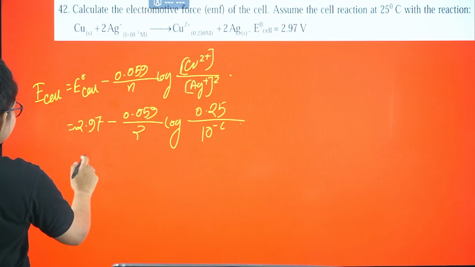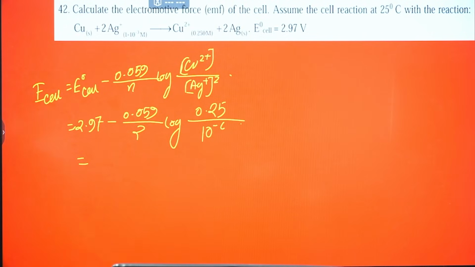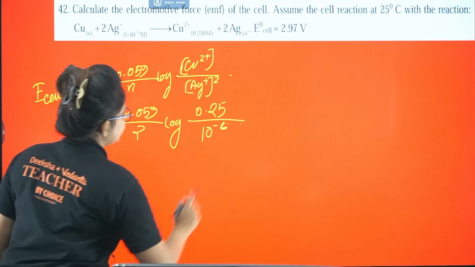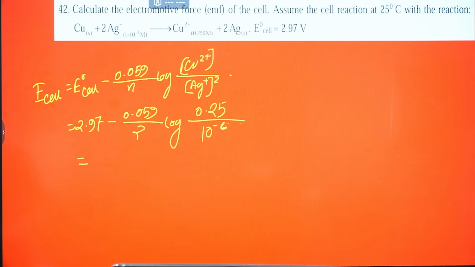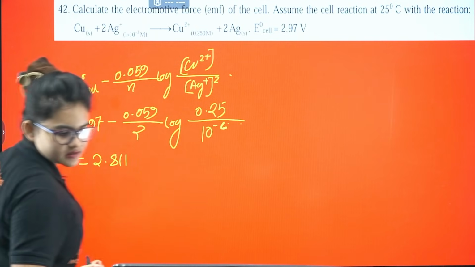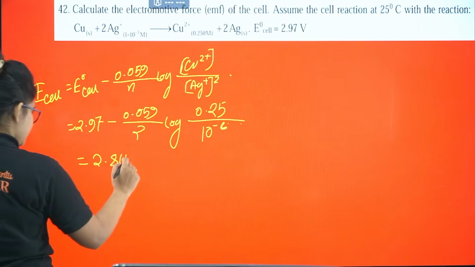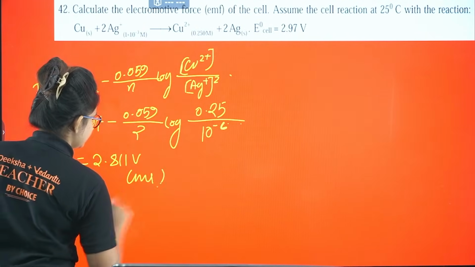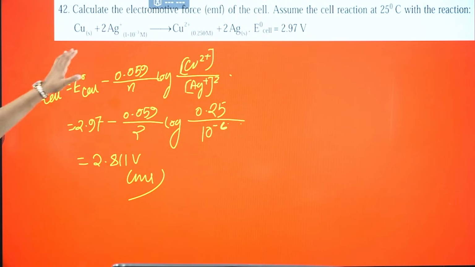If you just calculate this, I'm not going to the detailed calculation of it. I'm just directly telling you the answer. You can calculate the log nicely. So 2.811 is going to be the answer. Okay, I guess this is clear. Simple Nernst equation application. Okay, let's proceed.